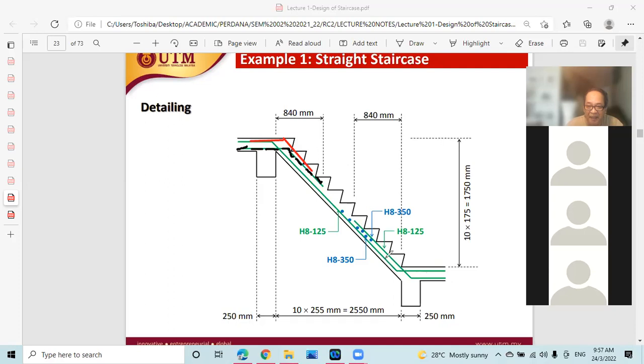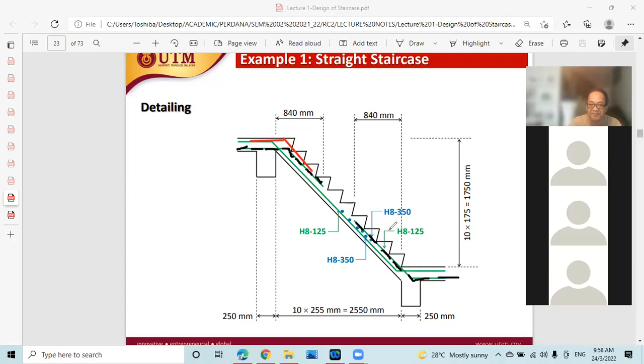Similarly, below, this is the green reinforcement that we have designed for, which is the maximum. This one is actually not something that we design. It is the reinforcement coming from the adjacent slab being anchored into the staircase. It's not something we design. It's not included in the solution. Okay? It is something to indicate that the adjacent reinforcement from the slab on the right hand side and the slab on the left hand side, there will be reinforcement in the slab and that reinforcement is indicated to be anchored in the staircase as shown.